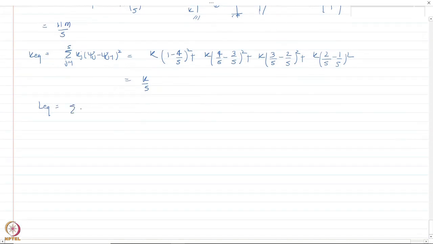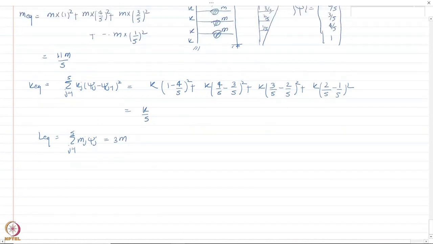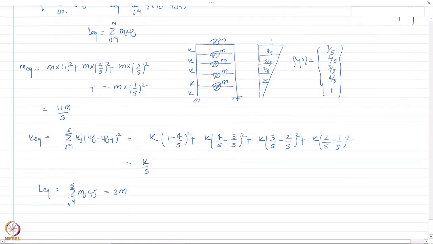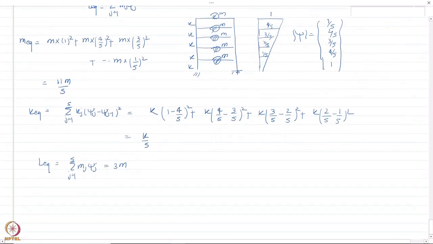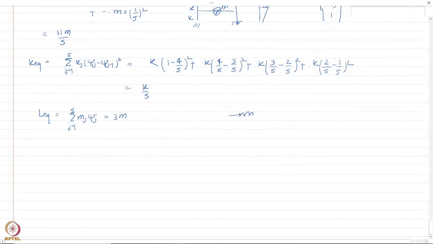Similarly, we can find out the L equivalent as well, which in this case I would get as the sum of mj times phi j, j equal to 1 to 5, and you can substitute the values, and this would basically come out as 3m. So we have seen that by assuming the deflected shape vector, I have been able to reduce this system to a single degree of freedom system, which can be represented by k equivalent and m equivalent, where k equivalent and m equivalent have been derived like this.